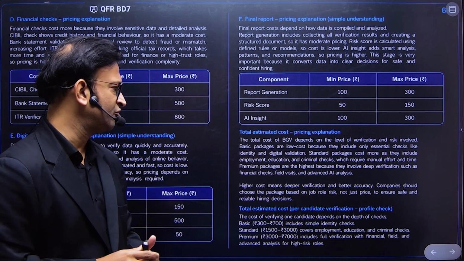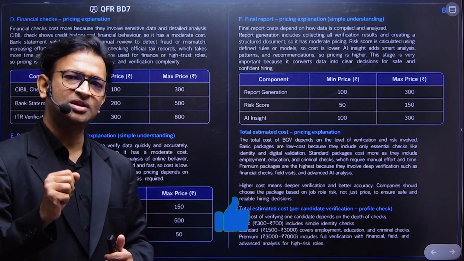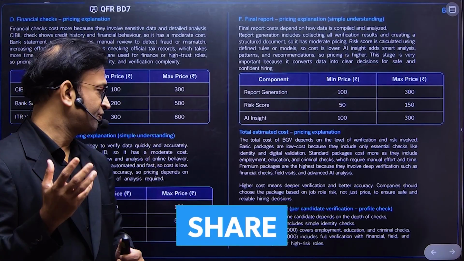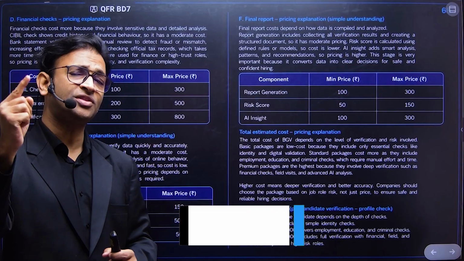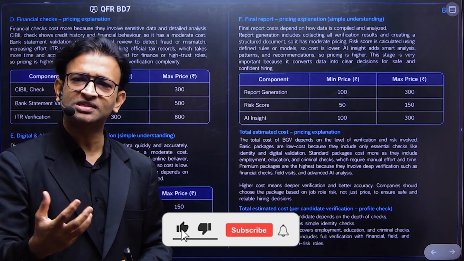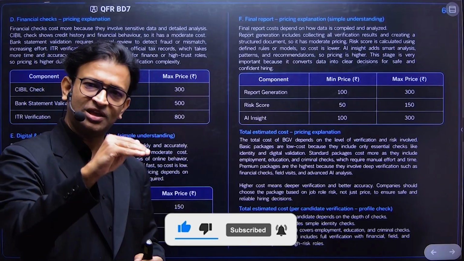Standard, a little bit more, 1,500 to 3,000 rupees, covers employment, education and criminal history. Premium, 3,000 rupees to 7,000 rupees, because it's very advanced, requires a lot of tools, a lot of effort and a lot of digging, in-depth analysis.